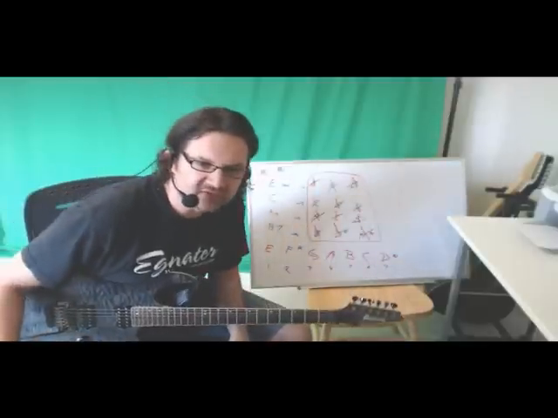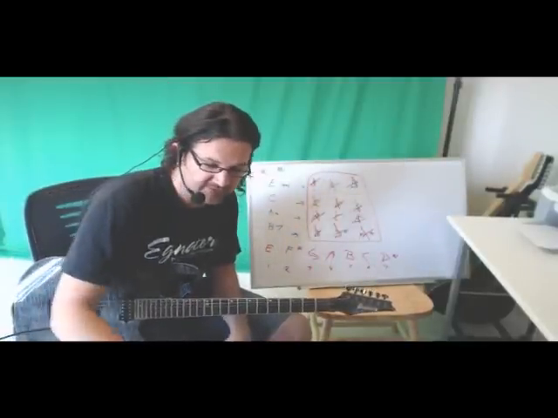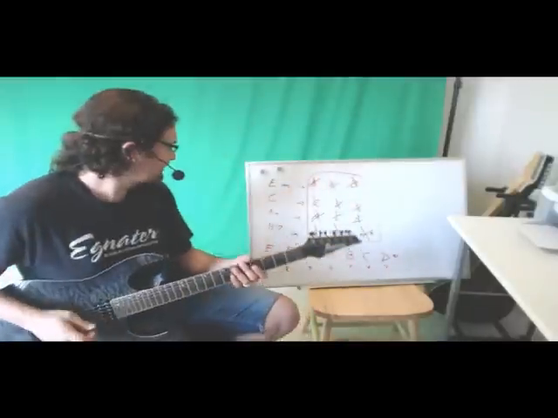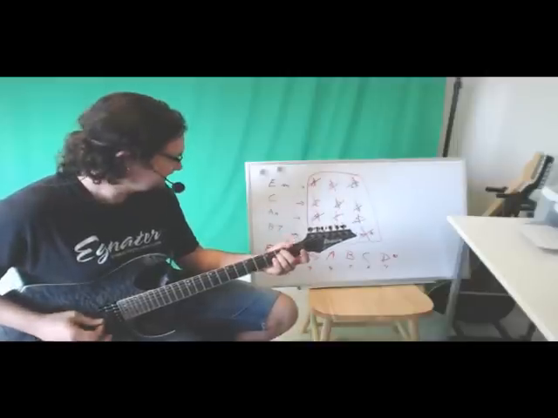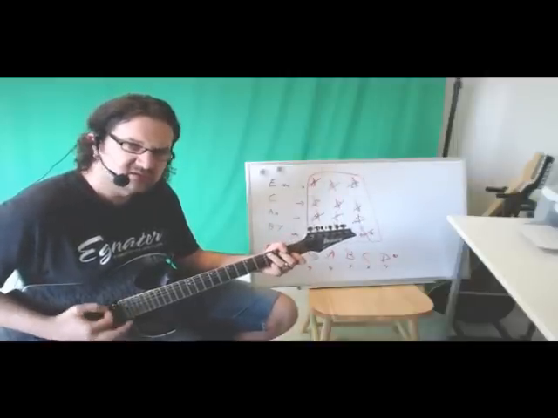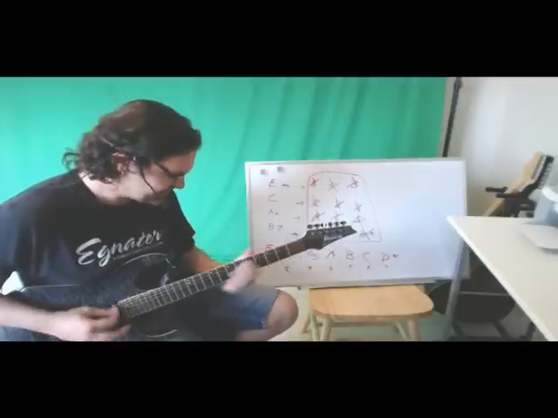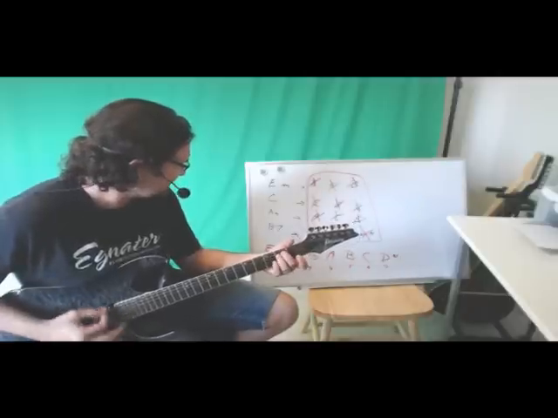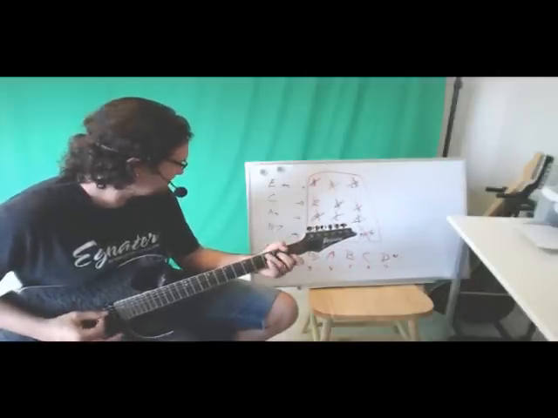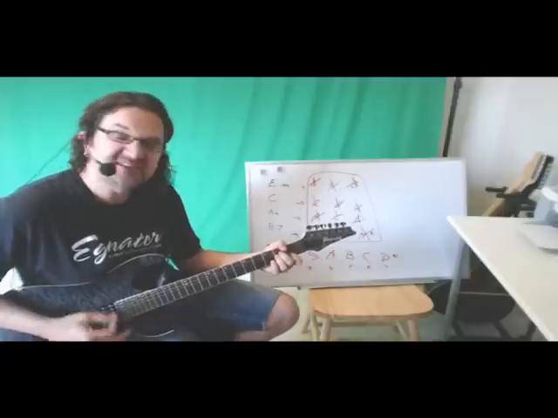Actually, I don't have a backing track. I thought I did, but that's okay. I'll record these chords. So we'll do E minor, C major, E minor, back to E minor. Why not? E minor again, C major, E minor, E7.